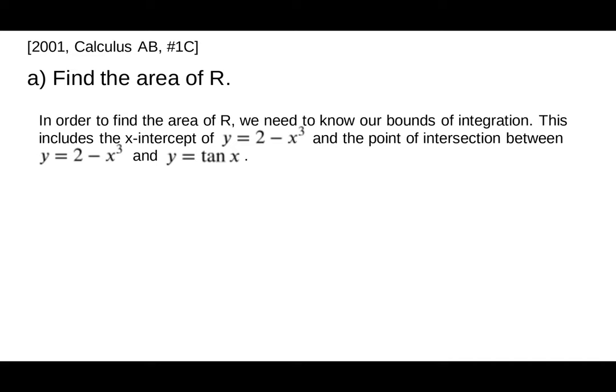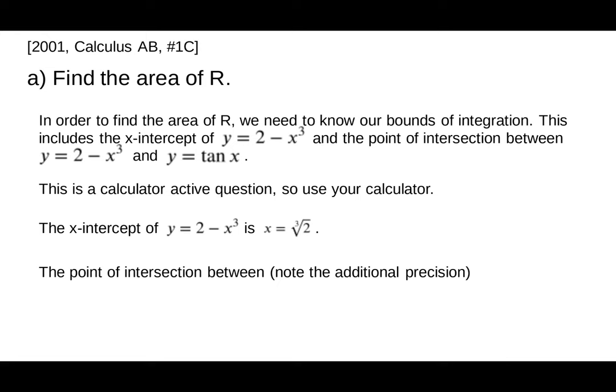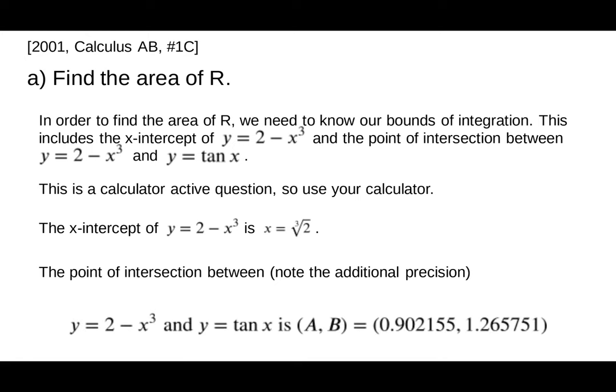All right, so in order to find the area of R, we need to know our bounds of integration. This includes the x-intercept of y equals 2 minus x cubed, and the point of intersection between 2 minus x cubed and y equals tangent x. It's a calculator active question, so use your calculator for at least some of this. I don't think you need to for finding the x-intercept of y equals 2 minus x cubed. That we can do pretty easily analytically. That's x equals the cube root of 2. But the point of intersection between y equals tangent x and y equals 2 minus x cubed is not so easy to do analytically. We're going to use our calculator for that.